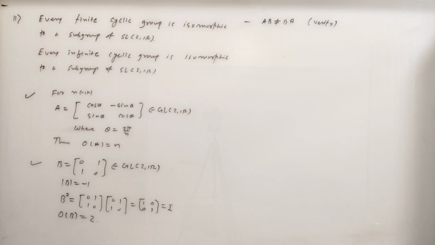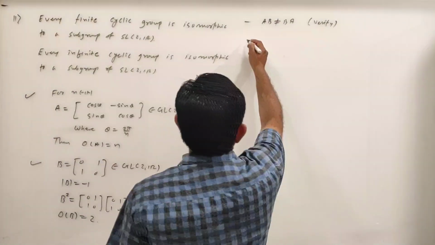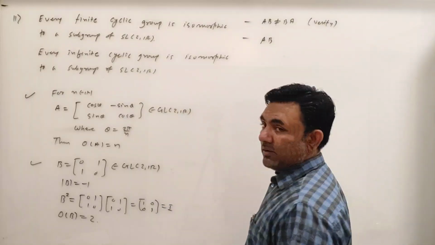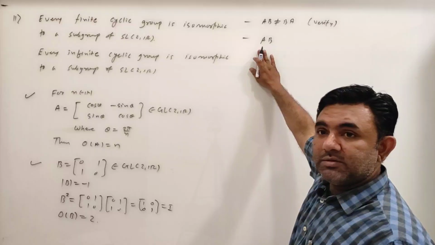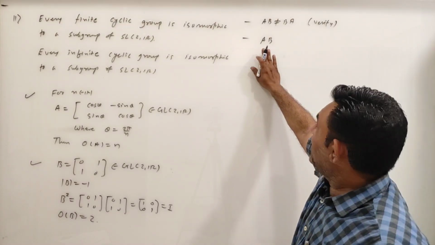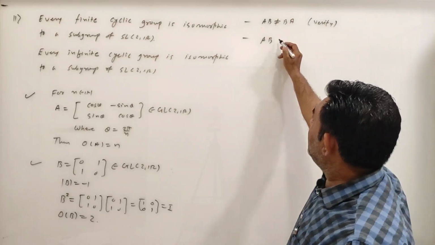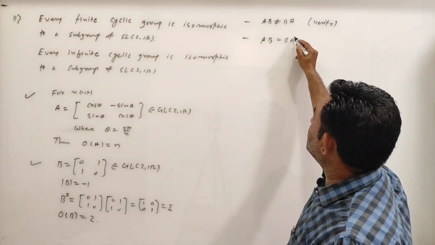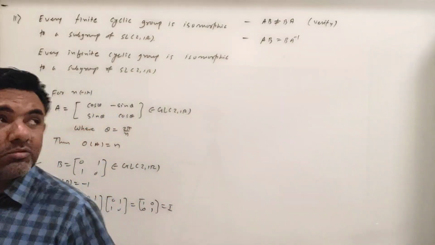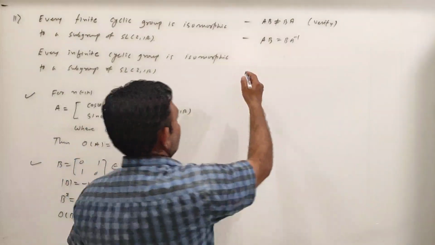Okay. But I claim that the order of A is n and the order of B is 2, but AB will be equal to B A inverse. You can verify. AB will be equal to B A inverse. So let us check just now.